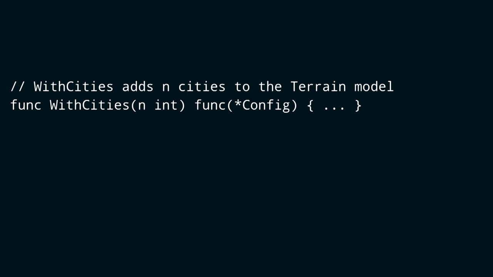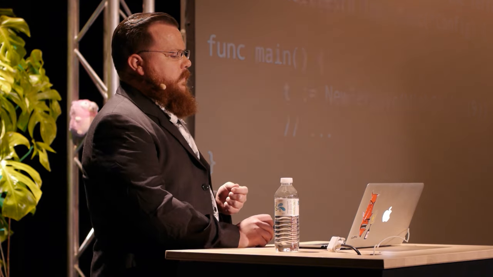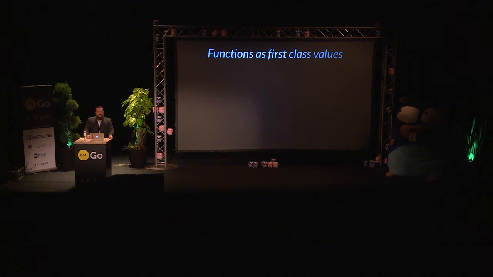So for example, we have with cities, which lets us add a number of cities to our terrain model. Because with cities takes an argument, we can't simply pass with cities to new terrain. Like, the signatures just don't match. Instead, we evaluate with cities, passing the number of cities to create, and use the result of this function as the value to pass to new terrain. So what's going on here? Let's just break it down.